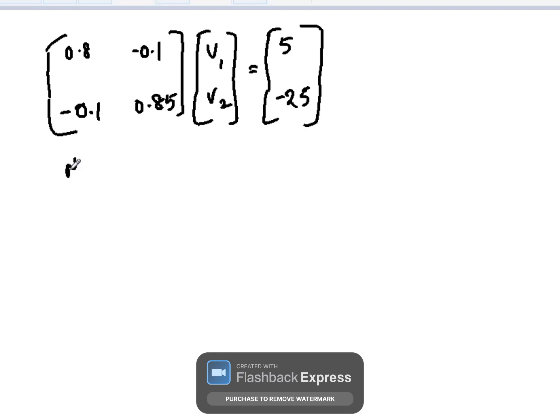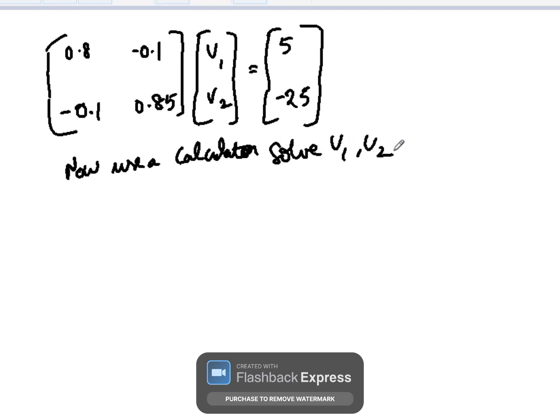Now that we have formed the matrix, the G matrix, V matrix and I matrix are ready. So using the calculator, you can solve and get the values of V1 and V2, and you can do it manually also, but using the calculator will simplify this task.